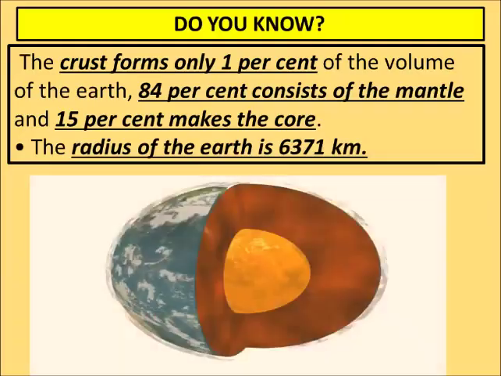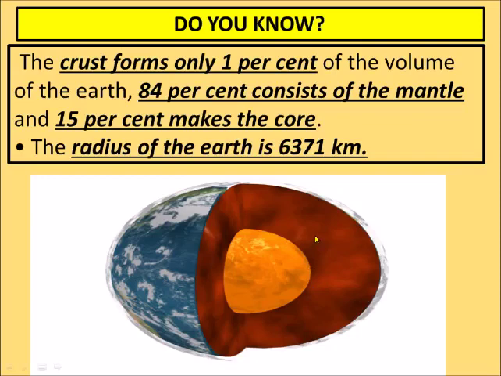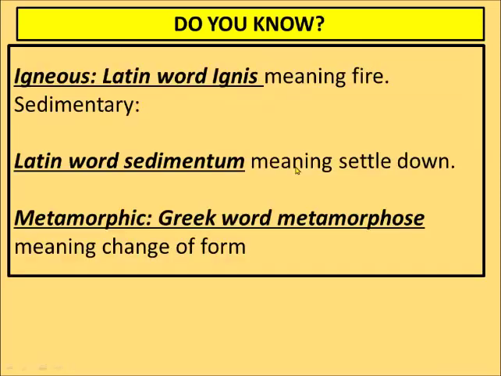Do you know the crust forms only 1% of the total volume of the earth? The crust is only 1%, and the mantle is 84%. So the largest percentage is of the mantle, and 15% is core. And the radius of the earth, radius means the distance from here to the center of the earth, is 6,371 kilometers.